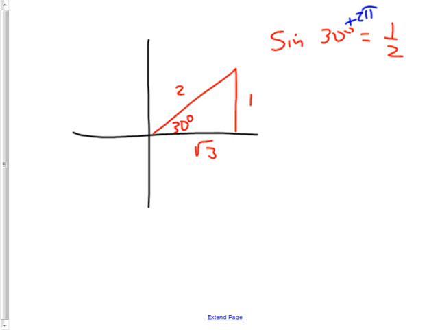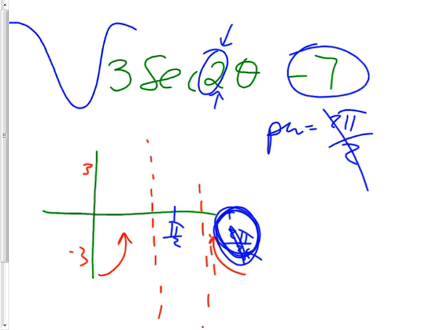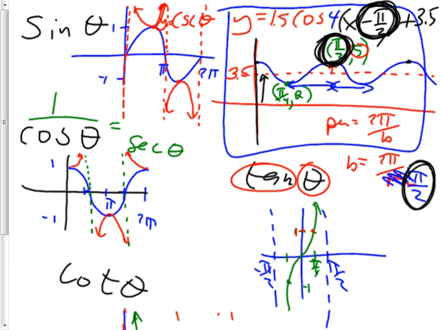Same exact thing. Back to this. If I move it to the right, it's not 2 pi because this one has a different period. Its period is pi over 2. So if I move it to the right pi over 2, it's like going all the way around the circle one time and you're back in the exact same spot you were.